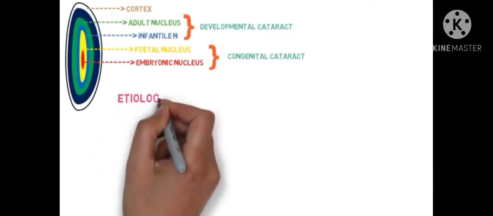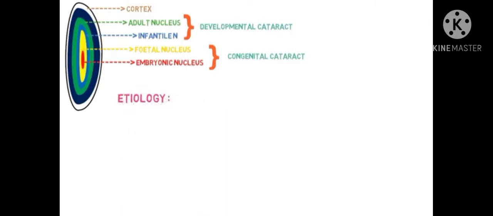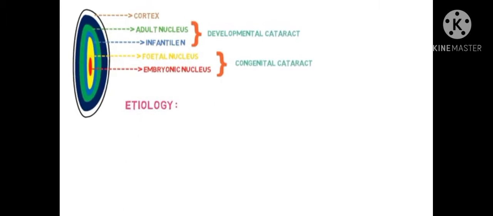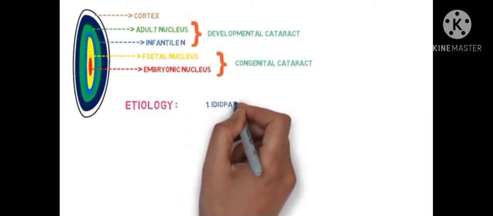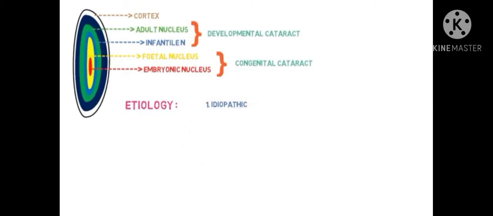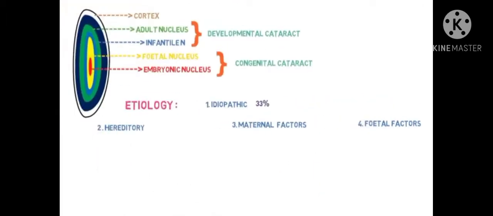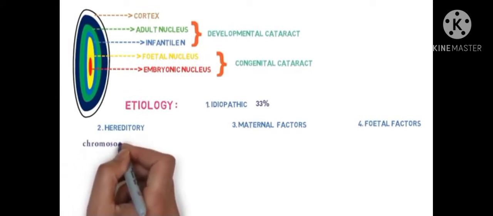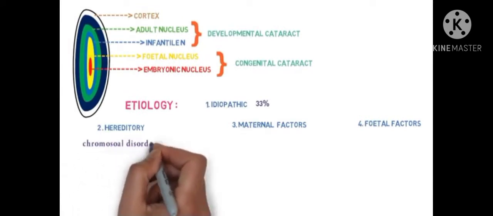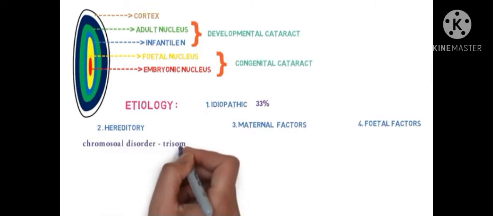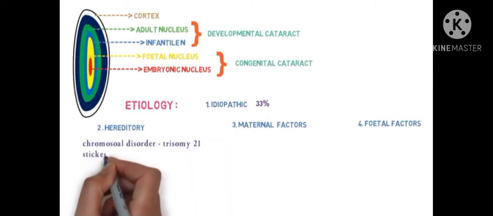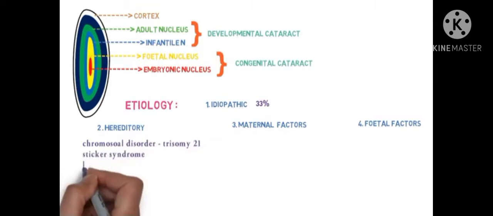Now what is the actual etiology behind the disturbance of the normal growth of the lens? So etiology: in 33% it is idiopathic, or it can be hereditary, maternal factors, or fetal factors. In hereditary, the major causes are chromosomal disorders, like trisomy 21. It can occur due to Stickler syndrome or Lowe syndrome.